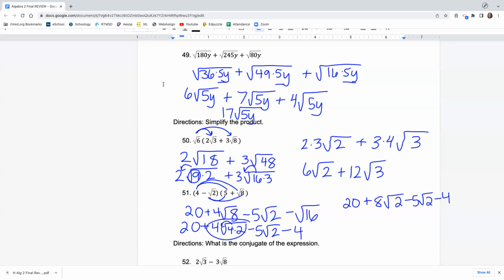Combining like terms, then you would take these two things here, combine them. 8 square root of 2 minus 5 square root of 2 is 3 square root of 2, and then 20 minus 4 is 16.